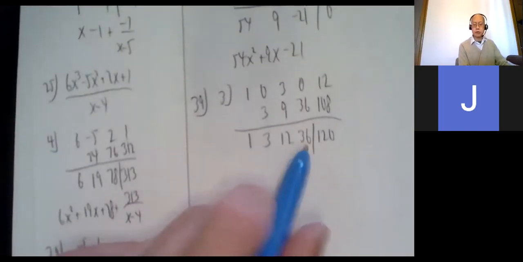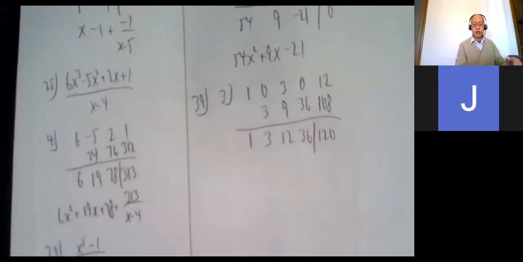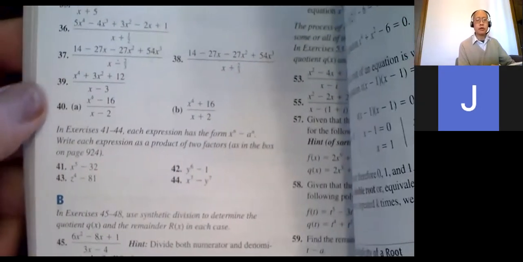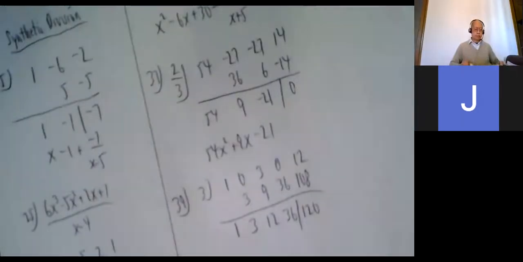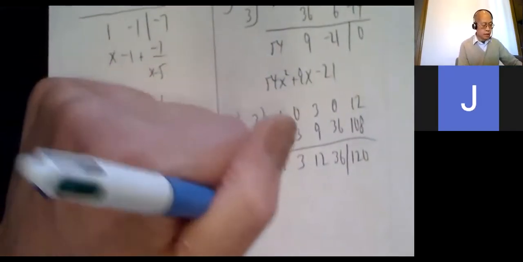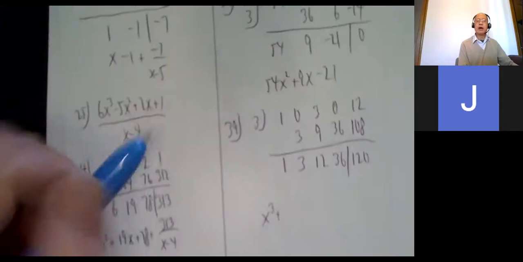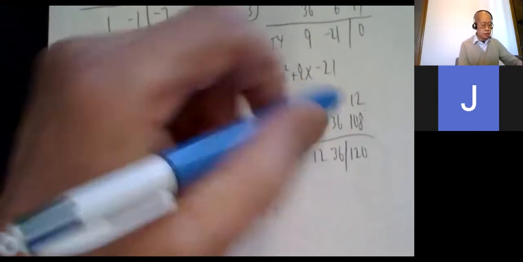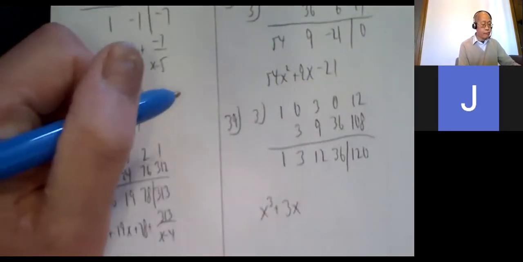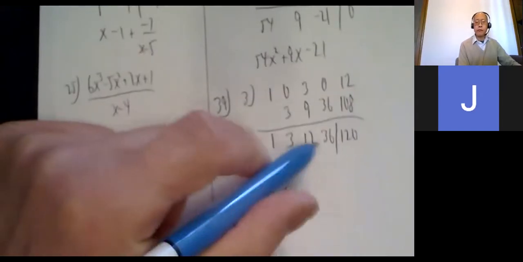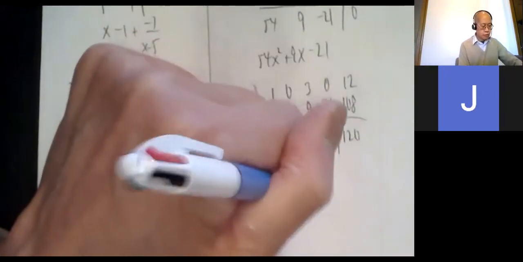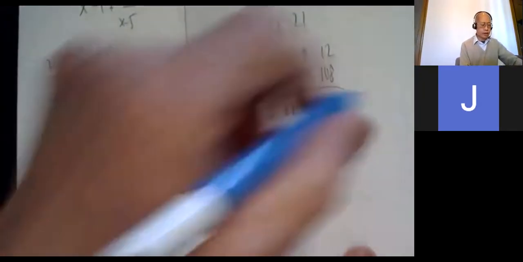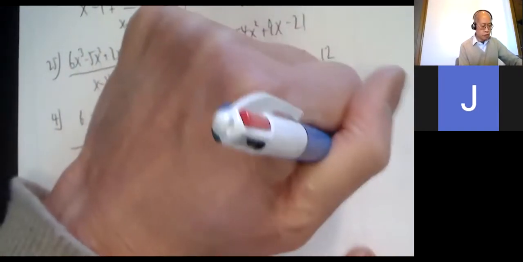X to the 0, 1, 2, 3, x cubed. And furthermore, we started with x to the fourth. We always go down by 1. So if it starts off with x to the fourth, synthetic division will bring it down to x cubed. So the answer, x cubed. Now in my final answer, if there's a coefficient of 0, you don't write it. So x cubed, 0x squared plus x. Looking at x cubed plus 3x squared plus 12x plus 36. Remainder over divisor, 120 over x minus 3.